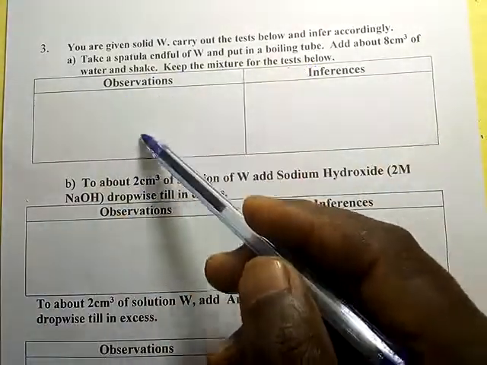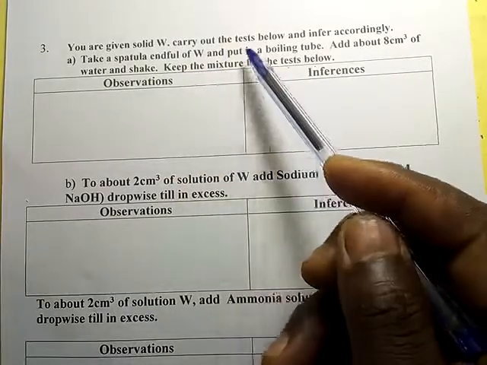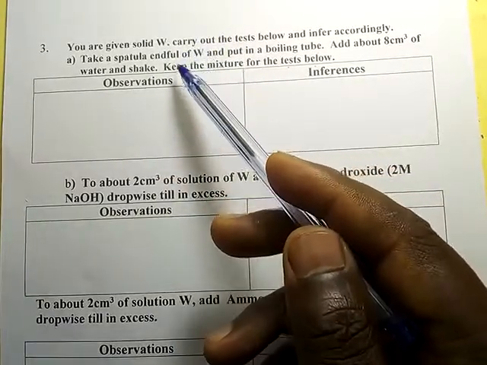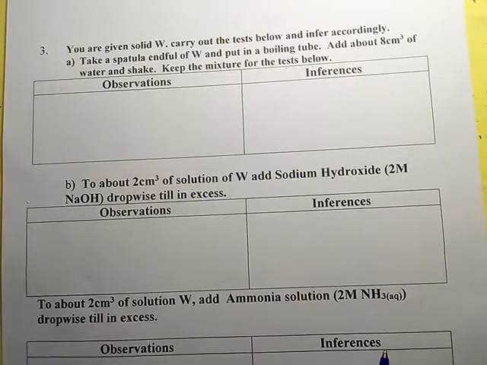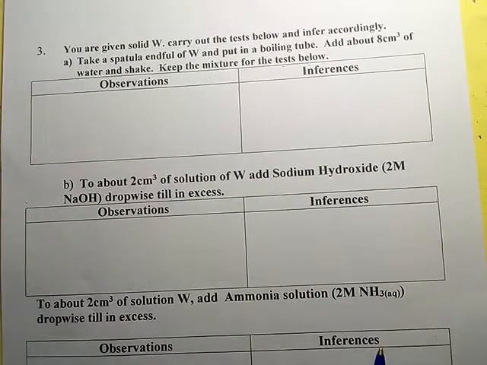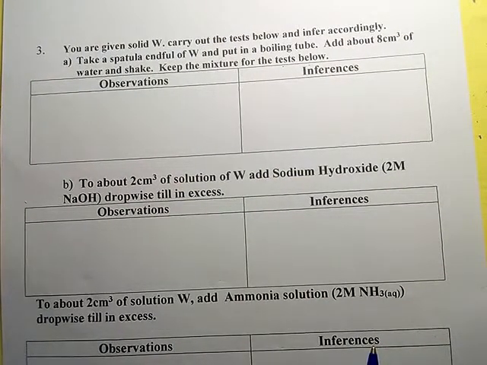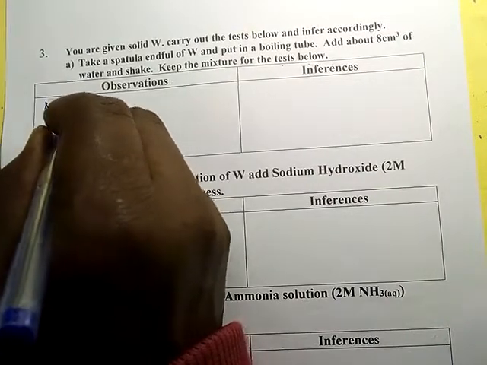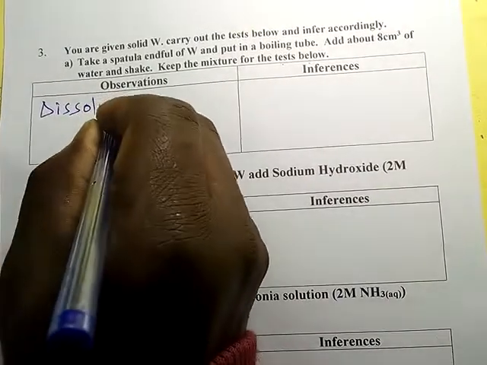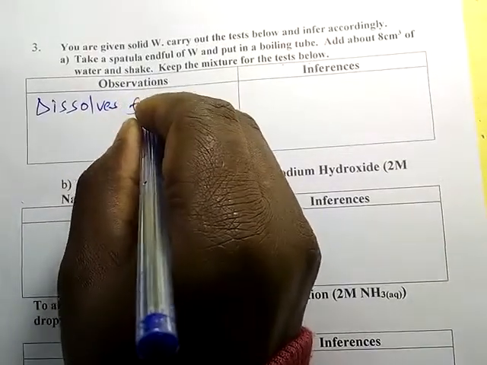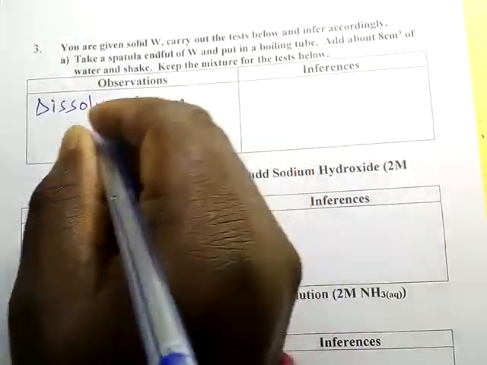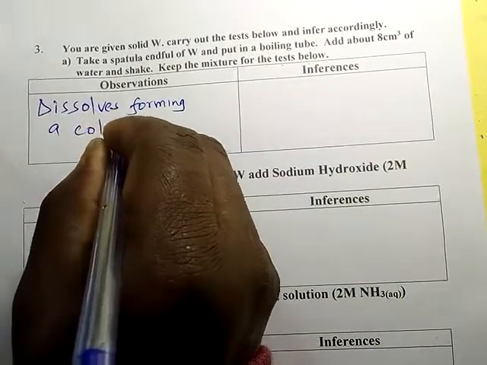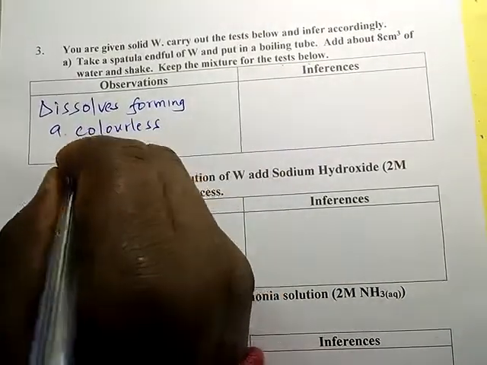So when you have this observation here, immediately after being asked you to add water, they want you to tell them whether the solid dissolved or it did not dissolve, and if it dissolved, what was the color of the solution formed. So for this one, the solid dissolves, forming a colorless solution.